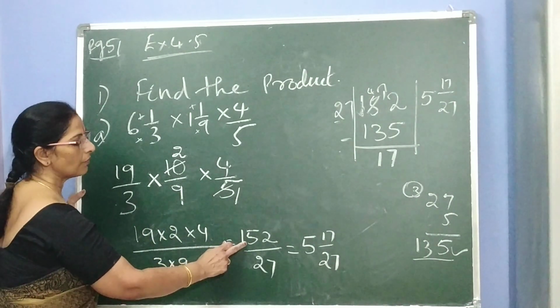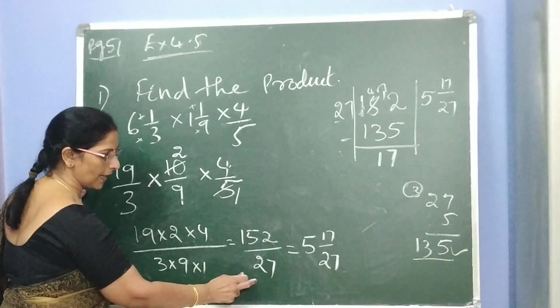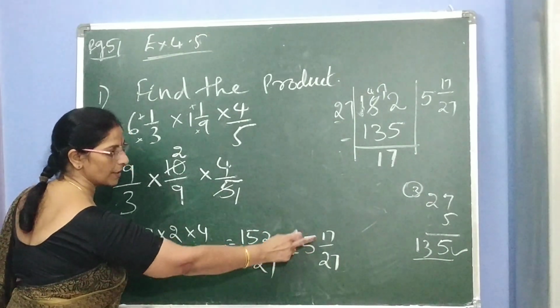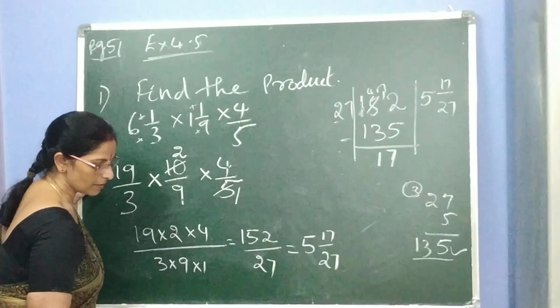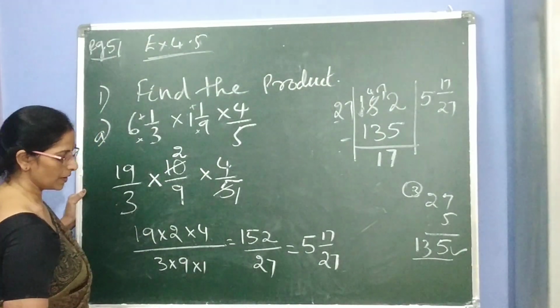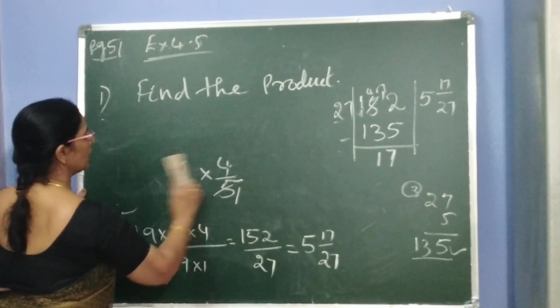Here we get 152 by 27. Here it is an improper fraction. Change that improper fraction into a mixed number by using division. Okay, children, now come to the second sum. Copy down this sum in your classwork.